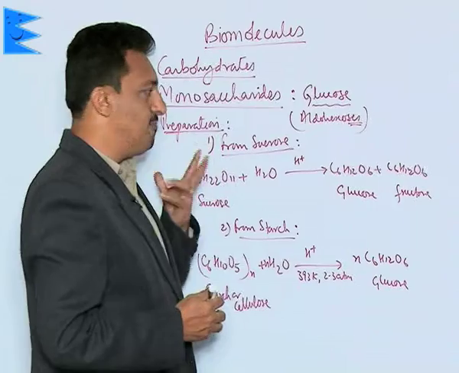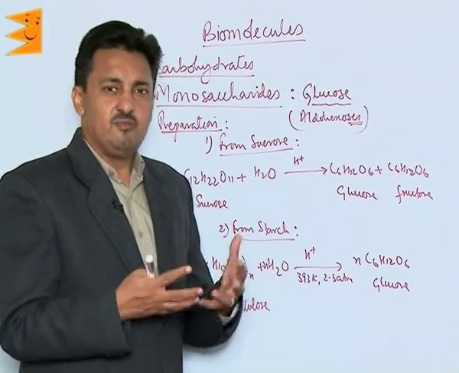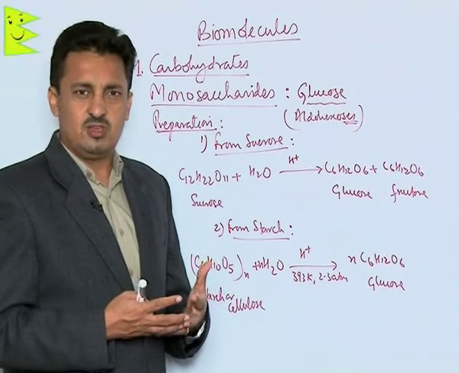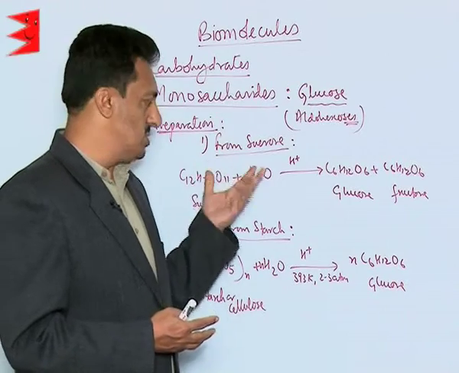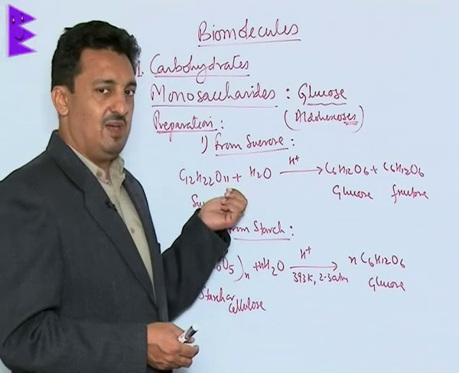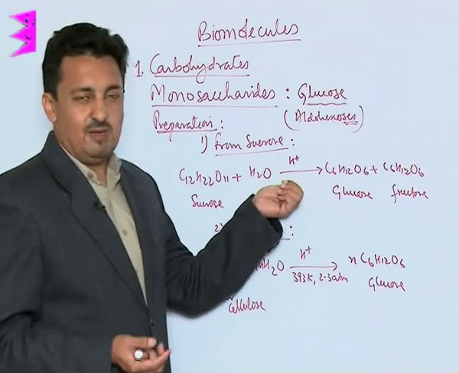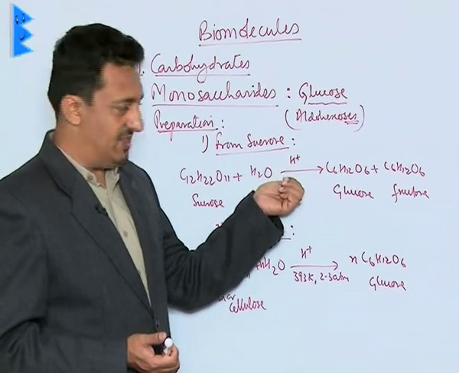Now, how do we prepare glucose? We know glucose is present in all fruits which are sweet in taste; they have glucose as the most important ingredient. It is mainly obtained from sucrose or from starch. Now, preparation methods: from sucrose, by simple hydrolysis of sucrose we get glucose and fructose. This is done mainly by taking any of the acids, and the hydrolysis is done in acidic medium.